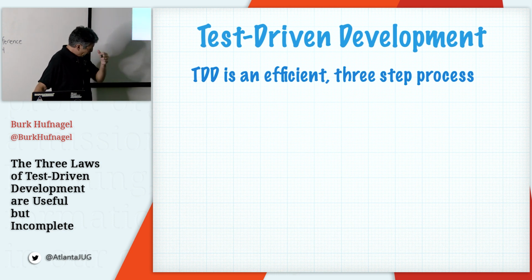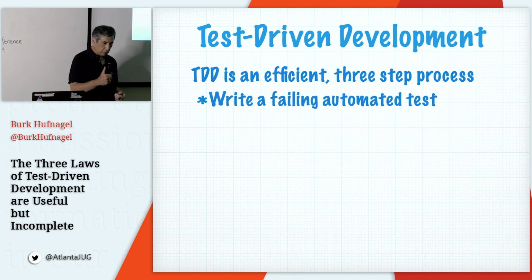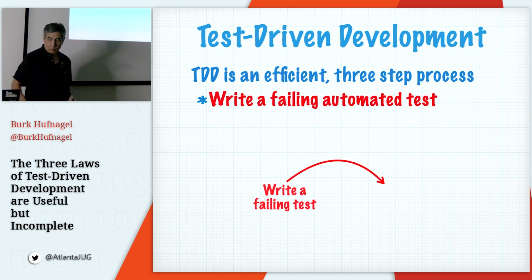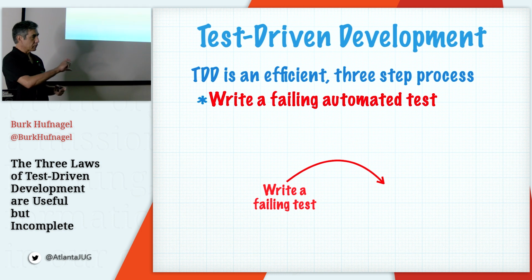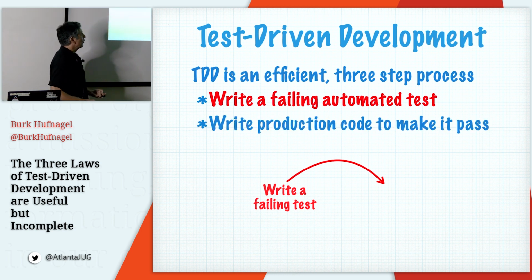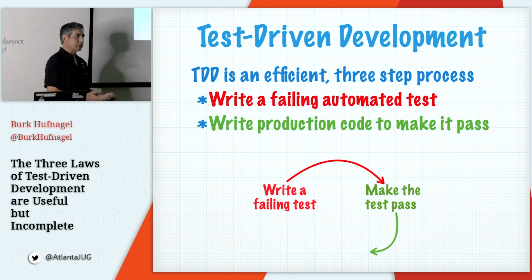So, in my view, and a lot of others, TDD is a very efficient 3-step process. Okay, first, you write a failing automated test. This step is called red because when you run the test, the text prints out in red showing that you've got an error. Okay, the next step is you write just enough code to make it pass. This is called green because when it passes, everything is green.